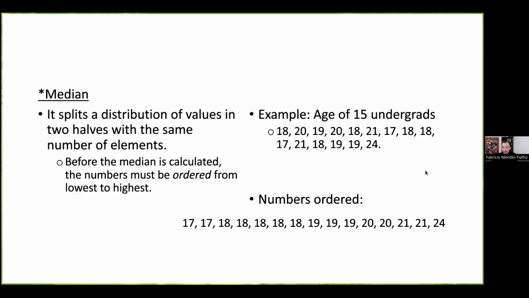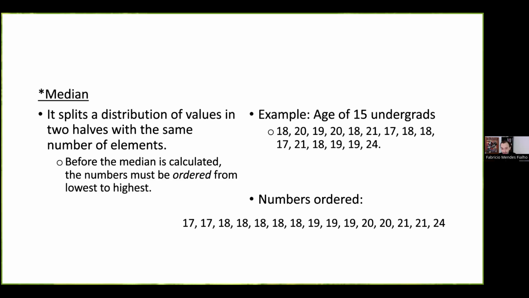Right, so that was a summary of what would be the average age for those students. The median is a slightly more complex idea, but once you understand it, it's very easy to see what's going on. The median is a value that splits a distribution of values into two halves. You have half of the numbers below the median, half of the numbers above. That's what it does.